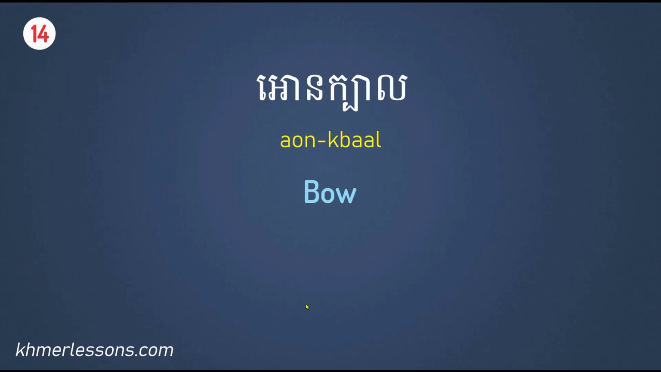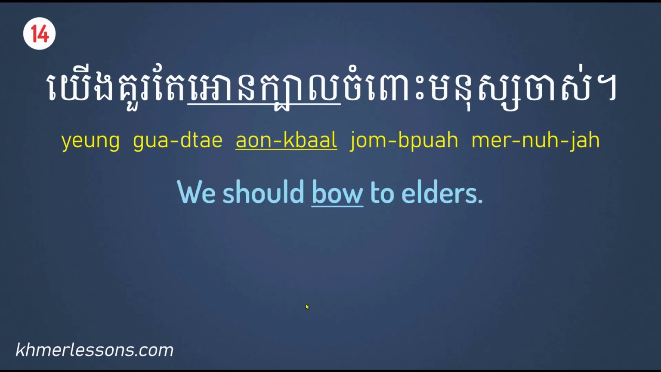Bow. Aon kbal. So I can say when you say chum riep su in Khmer with elders, you need to sampea. I mean you put your palm together and then you bow a bit, when you say chum riep su or chum riep lia. And in this example I say we should bow to elders. Yung ku tai aon kbal chom puo manucha.